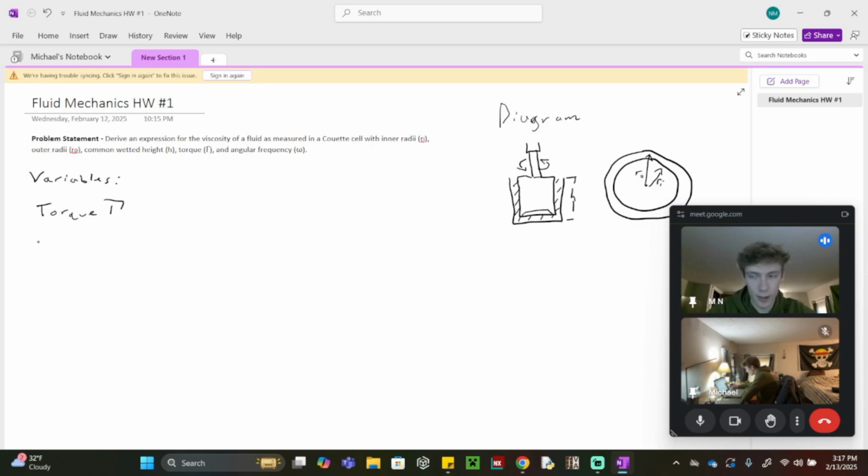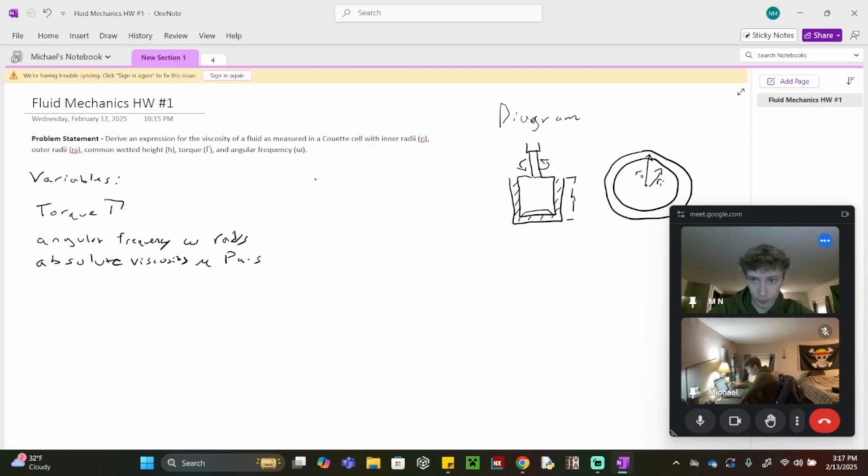And our angular frequency, which we'll write over here, will be omega, and will be measured in radians per second. And of course, our absolute viscosity that we are trying to derive an expression for, which will be mu, and is measured in Pascal seconds.